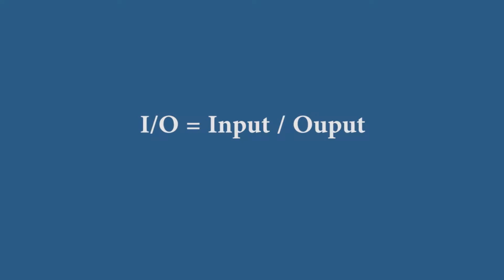This stands for input, output. Now, computers are great and they can do a lot of wonderful things, but if we can't interface with it, or tell it what to do, or read the output from what it's doing, they're not much use to us. So this is where we plug in things like our monitor, our keyboard, our mouse, or our speakers.